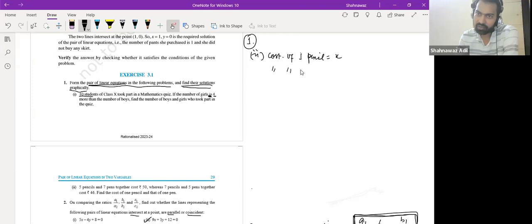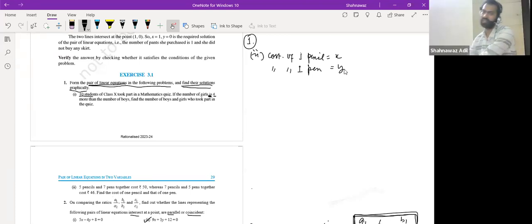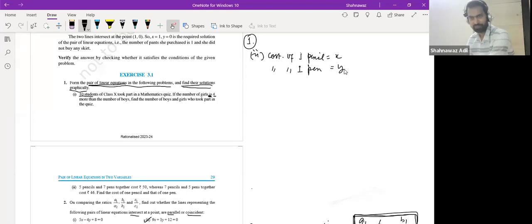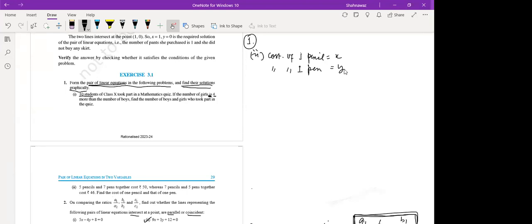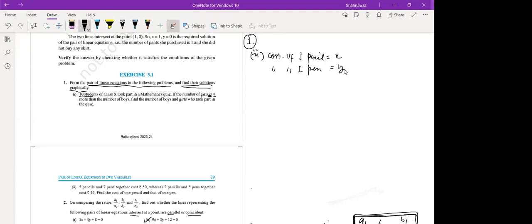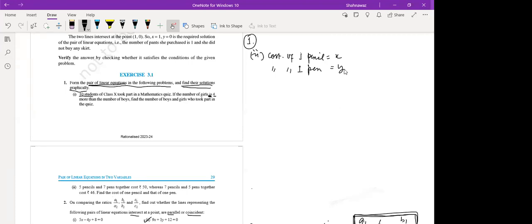and let's say cost of one pen is y. Right. So if the cost of one pencil is let's say 3 rupees, and if I buy let's say four pencils, so what would be the total price? If cost of one pencil is 3 rupees, and I buy four pencils, then how much would be the total cost? 12. 12, right? So cost of one into the total number of pencils that I bought, right?